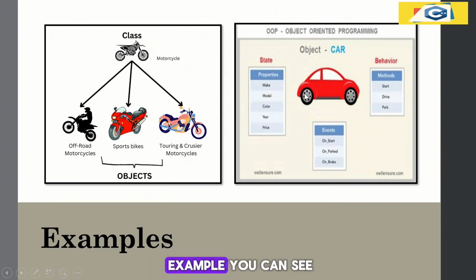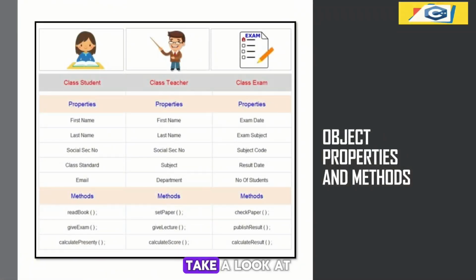In the next example, you can see this car. The car is an object which has some states and some behavior. Take a look at this: object properties and methods. If I have a class student, I have the properties, or you can say the attributes, of class student. This student is a user defined type. It is not already predefined. According to the requirement of a program, I am defining a class with the name student, with the name teacher, and with the name exam. So the class is a user defined data type.